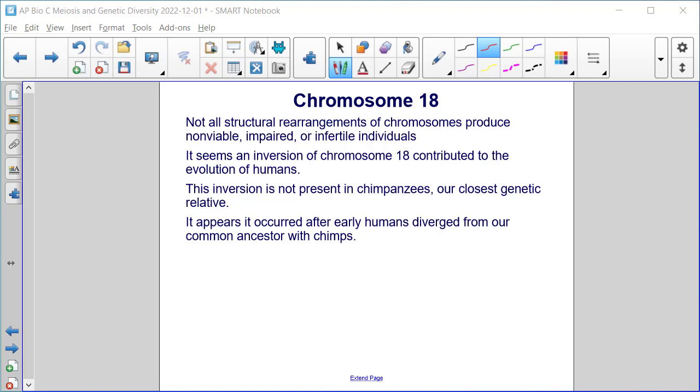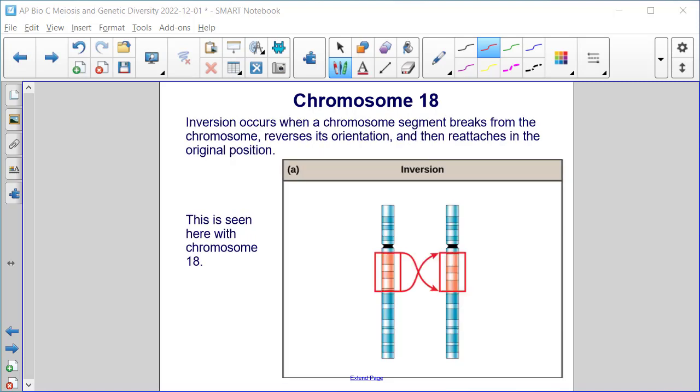Chromosome 18. Not all structural rearrangements of chromosomes produce non-viable, impaired, or infertile individuals. It seems an inversion of chromosome 18 contributed to the evolution of humans. This inversion is not present in chimpanzees, our closest genetic relative. It appears it occurred after early humans diverged from our common ancestor with chimps.